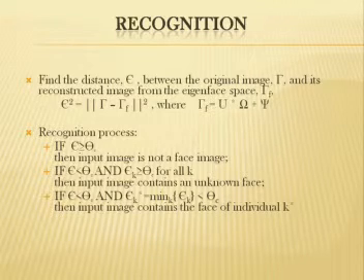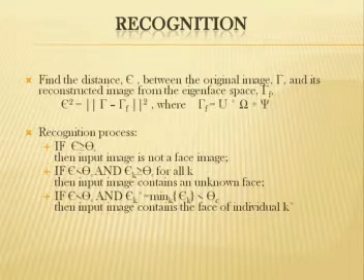How the recognition process takes place: it will check the following conditions. If the distance is greater than the threshold distance, then the input image is not a face image. If the distance is less than the threshold distance and epsilon k is greater than the threshold distance for all k, then the input image contains an unknown face. If the distance is less than the threshold distance and epsilon k equals the min of epsilon k, less than theta c, then the input image contains the face of individual k.